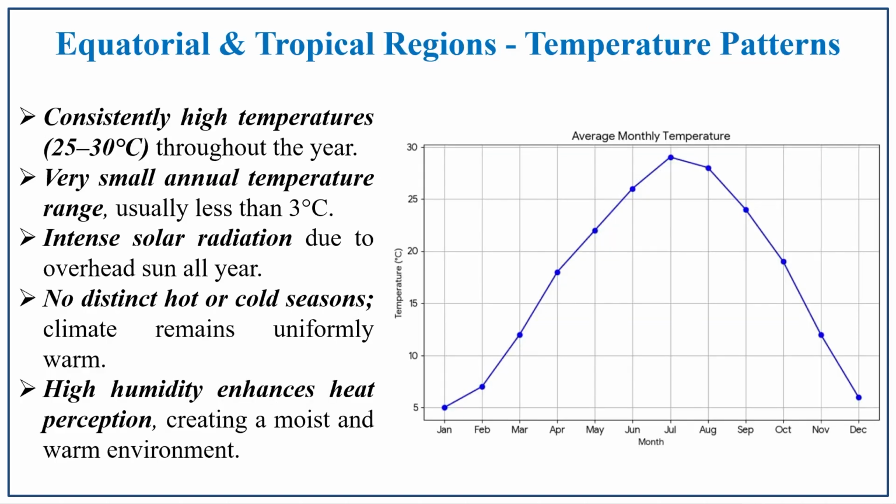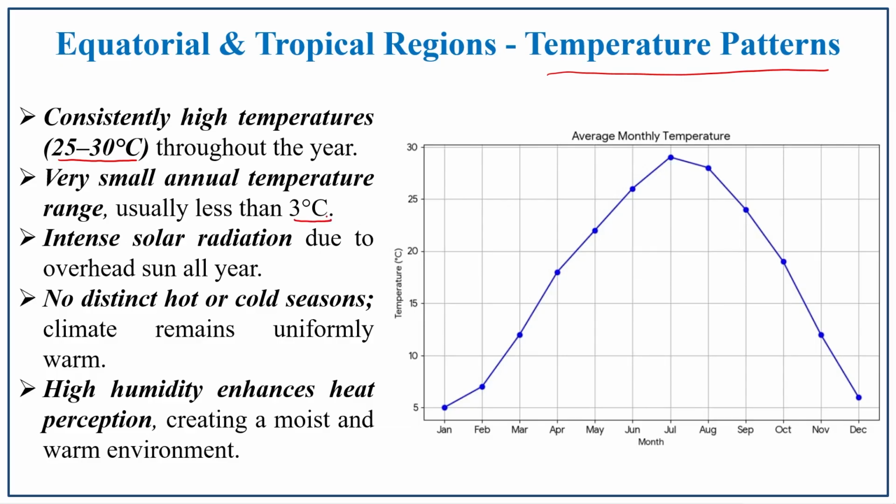The next is the temperature pattern of this particular latitude. What is the temperature pattern? It experiences 25 to 30 degrees Celsius throughout the year. As we have discussed, it has direct solar radiation, because of that 25 to 30 degrees is the constant high temperature received in these latitudes. There is a very small annual temperature range, usually less than 3 degrees Celsius.